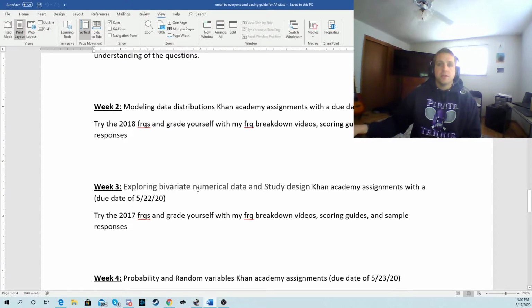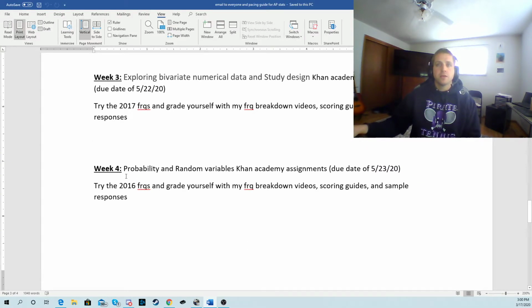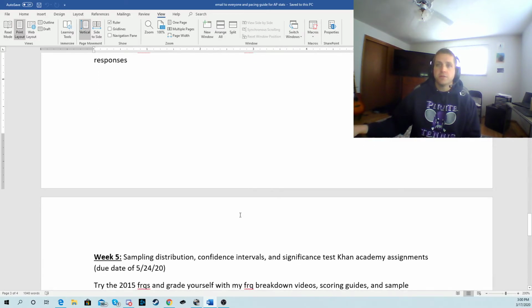Week 3 is exploring bivariate data, so scatter plots and experimental design. It's 2 units. And then also try the 2017 free responses. Week 4, probability and random variables. Try the 2016 free responses.